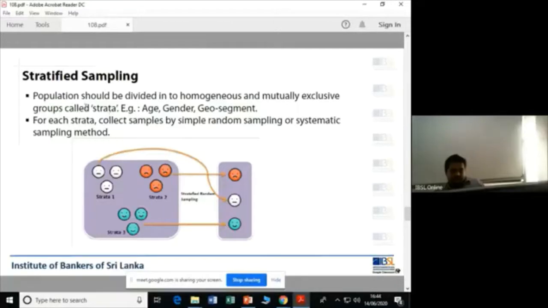Let's look at the slide. Population should be divided into homogeneous and mutually exclusive groups called strata. Isn't that a similar thing that we do under the non-probabilistic technique? It is. Some of the examples could be age, gender, geographical segment, so on and so forth. Each stratum collects samples by simple random sampling or systematic sampling methods. Now, that will be the difference where you will see stratified sampling becomes prominent.